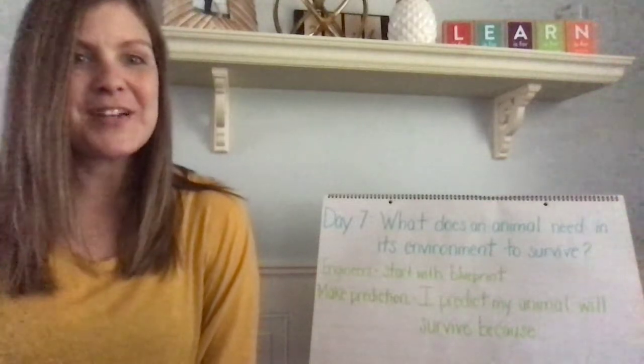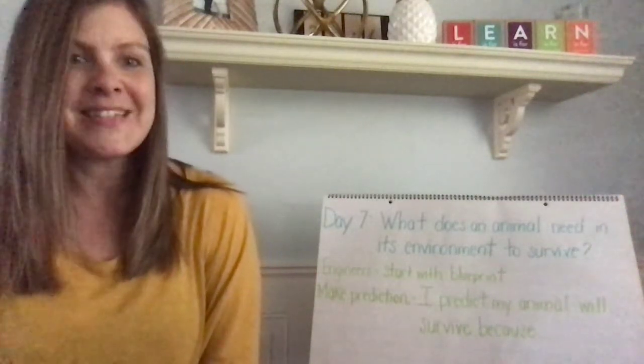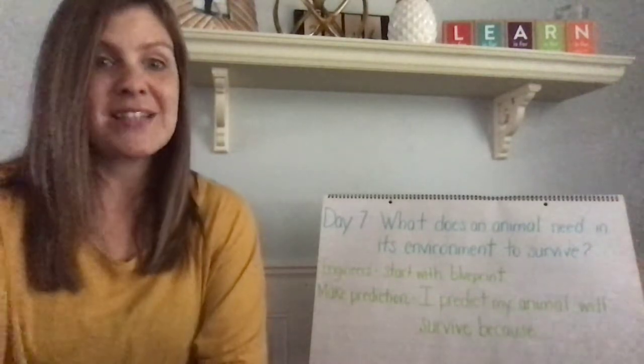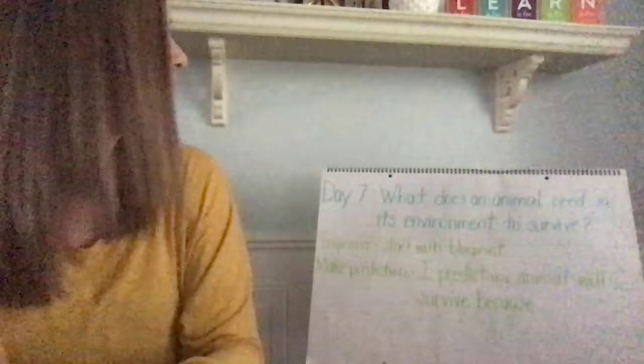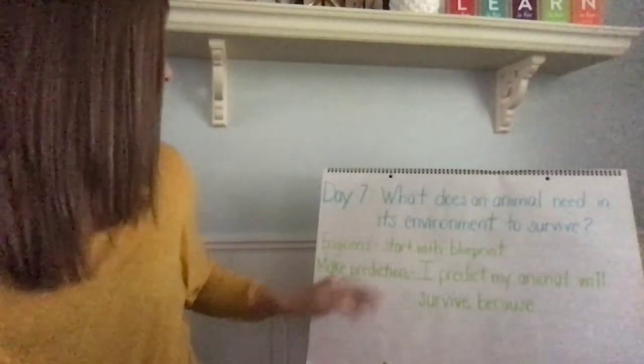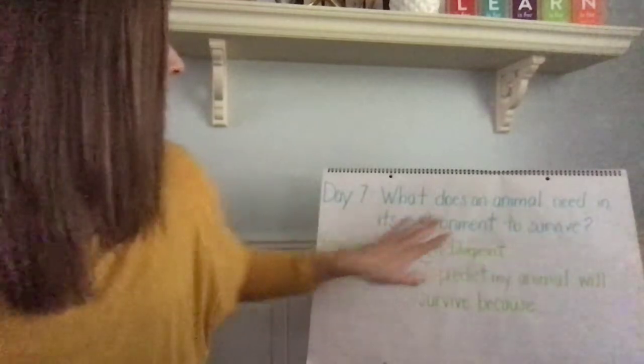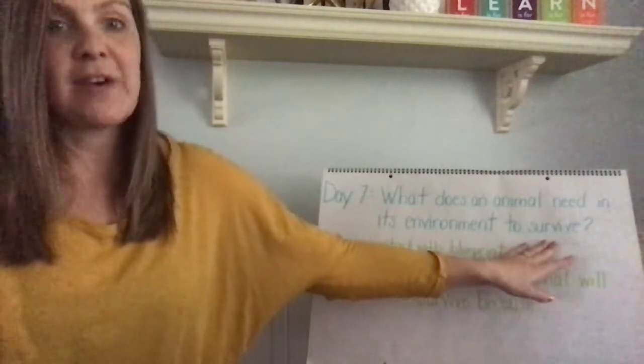Guys, welcome to part 7 of the life science unit. So today we have a new question we're going to be asking ourselves before we start. And our question today is, what does an animal need in its environment to survive?